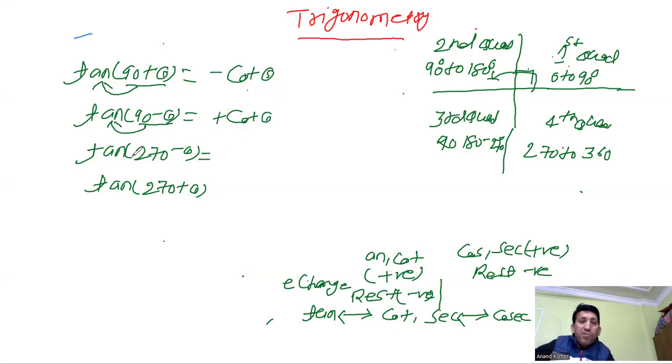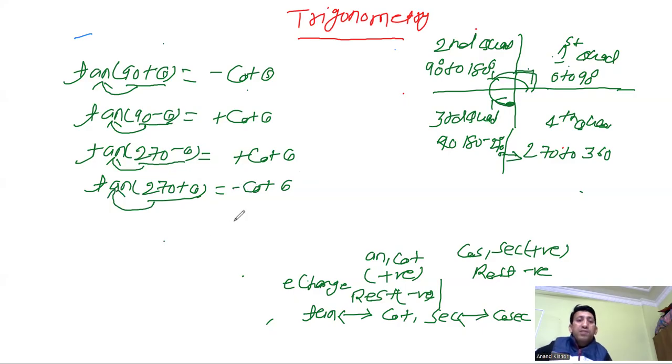Now 270. I have told earlier that in 90 plus minus theta and 270 plus minus theta, the ratio will be changed. So tan becomes cot theta here also. And see 270 minus theta, which quadrant? 270 minus theta remains in the third quadrant, and in the third quadrant tan is positive. So tan(270 minus theta) is cot theta. Again for 270 plus theta, tan becomes cot, and 270 plus theta is in the fourth quadrant, where tan is negative. So tan(270 plus theta) is minus cot theta.